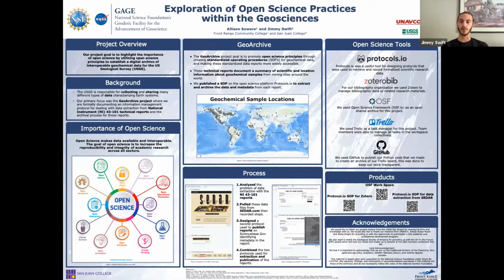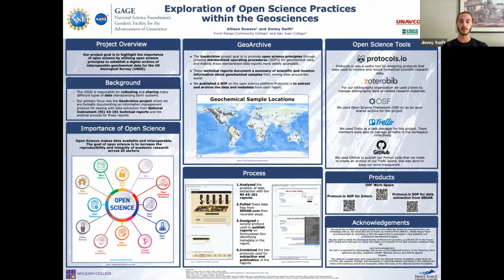We then combined the two protocols used for extraction of the NI 43101 reports and publication of the reports to either sciencebase.gov or Zotero. Looking forward, these types of SOPs can be really beneficial to the USGS for managing large amounts of analytical data that reference back to specific protocols documenting the use of different instruments and detailed analytical methods important to scientific methodology.